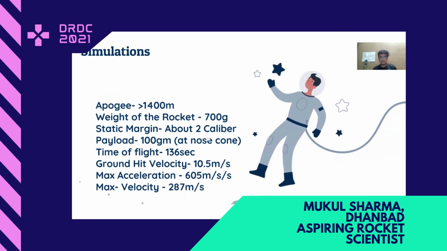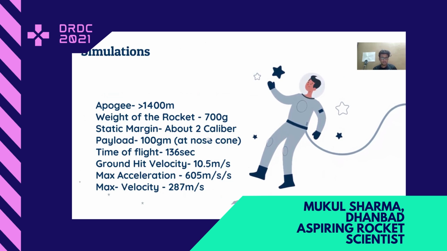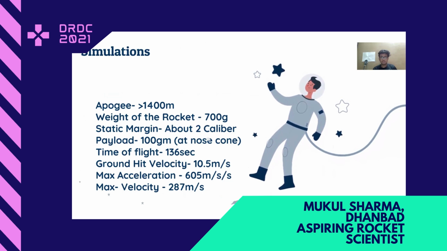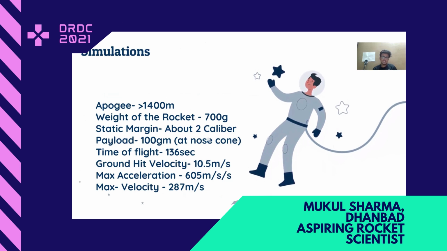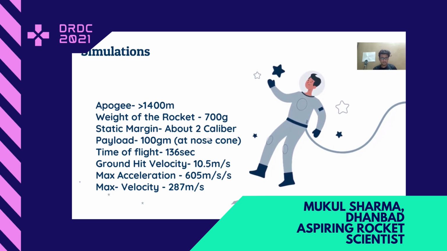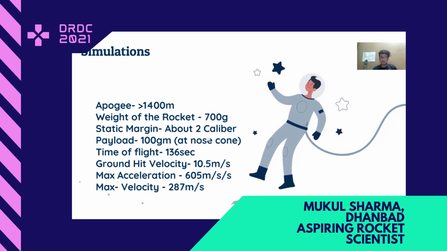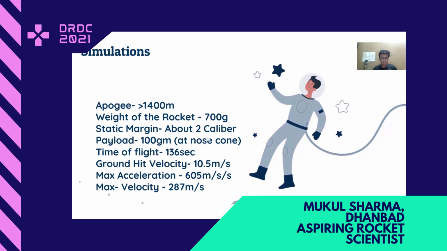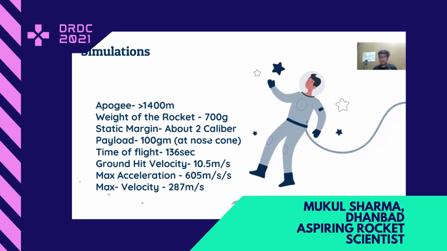And let's talk about this simulation. Apogee is far greater than 14. It's around 1400 meter, and I am taking it on the safe side. Weight of the rocket is around 700 grams. Static margin is greater than 2 caliber. Payload is 100 grams at the nose cone. Time of flight is around 140 seconds. The grounded velocity is around 11 meter per second, and maximum acceleration you can see here. And it's approximately a 0.8 Mach rocket.